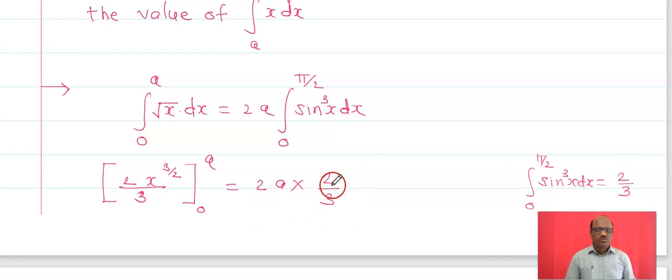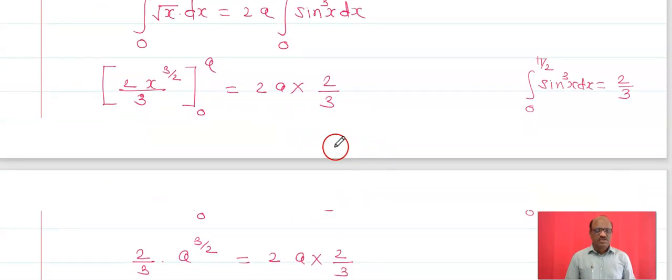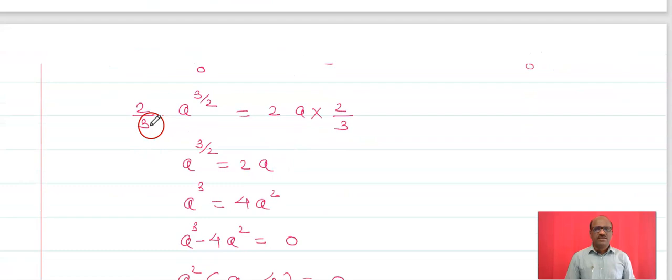And its value is 2 by 3. And therefore 2a into 2 upon 3. Therefore evaluate this. Then you will get 2 by 3 a raised to 3 by 2, that is equal to 2a into 2 upon 3. Here 2 by 3 gets cancelled. A raised to 3 by 2 is equal to 2a. Take squaring on both sides. A cube is equal to, squaring on both sides, you will get 4a square.